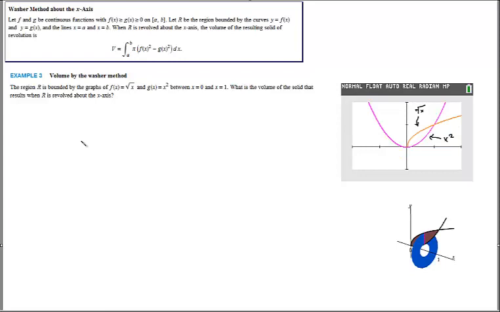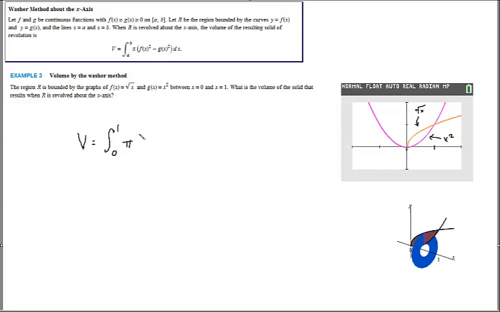So let's get right down to it. Volume equals, and I'll need to know exactly what this point is and what this point is. You'll need to find those intersection points. I've already found them, 0 and 1. You can do that with your calculator. You can do that algebraically. Get a numerical answer if you do it with the calculator.